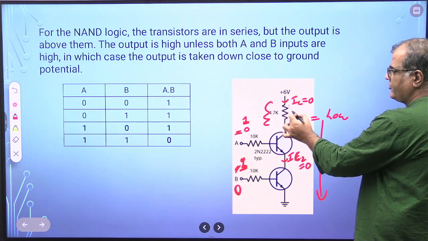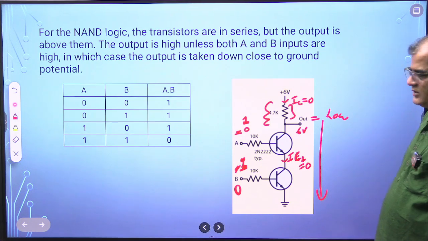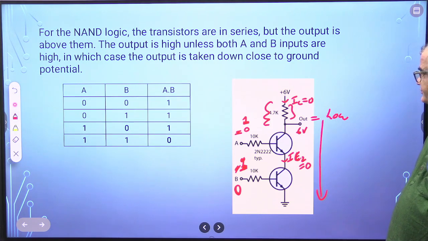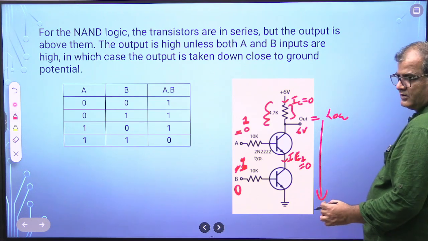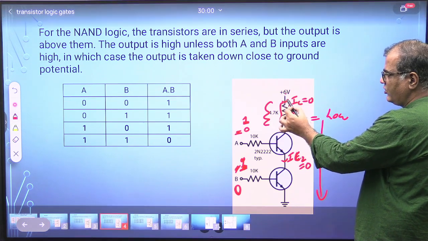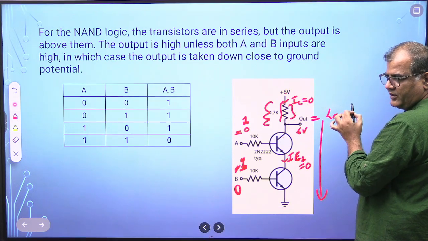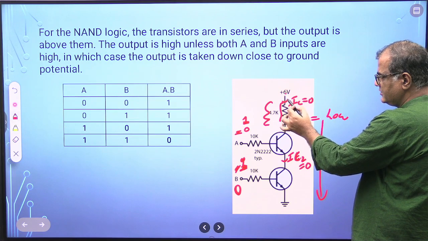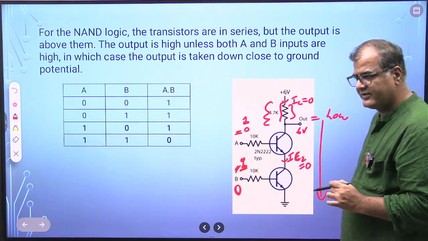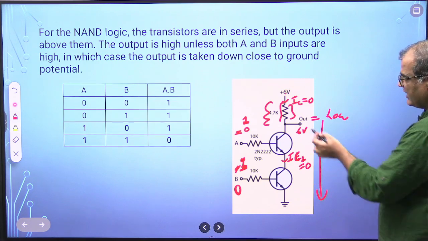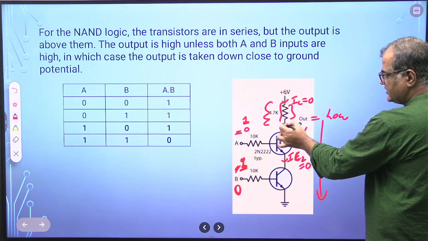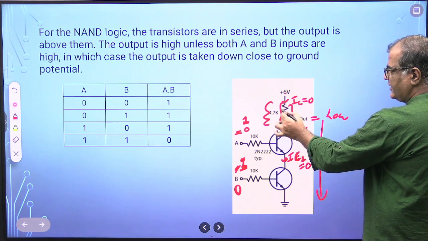If current flows, then there will be a drop. If current is not flowing, there is no drop. This point comes directly here. Huh? Down meaning? If current is flowing, then there is a drop. The 6 volt and all this voltage will drop here. Okay, correct. If current is not there, there is 0 drop and this point will directly come here. In the 1 1 case, current is flowing, otherwise it is not flowing. In only the 1 1 case, this circuit is complete. This is conducting, and you are getting the output here.